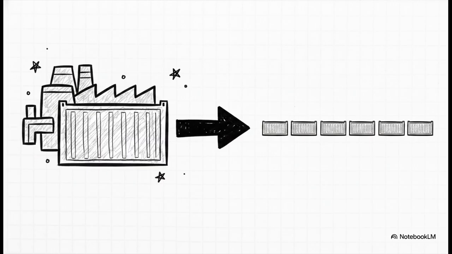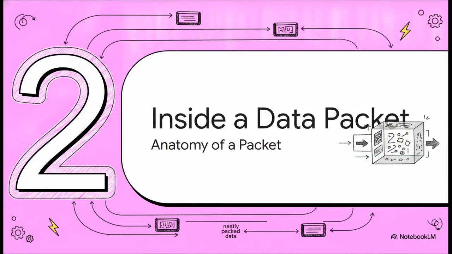In our digital world, these standard containers are packets. And to put that into perspective, a single standard packet carries only about 1,500 bytes of data. That means a super short video requires literally millions of these digital shipping containers to be generated instantly. Let's move to Section 2 and see how this builds inside a data packet.